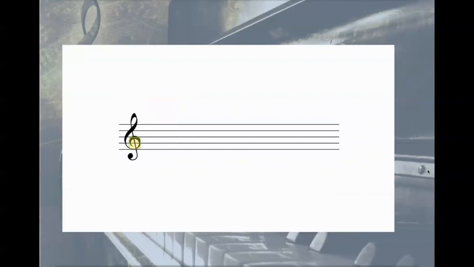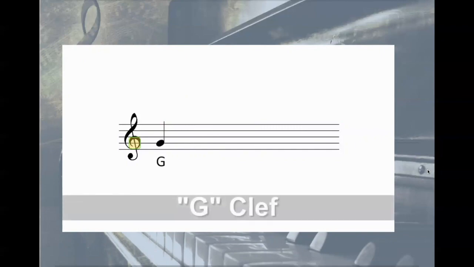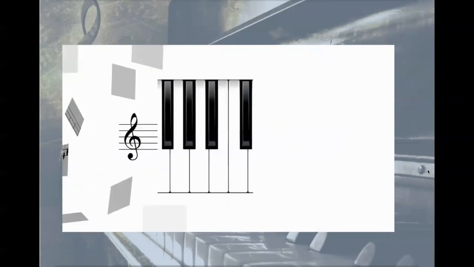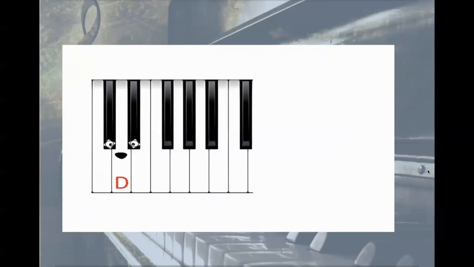The curly bit in the middle of the treble clef makes a circle around the line second from the bottom. Notes written on this line have the pitch of G. So this clef is also sometimes called the G clef. We use up all the lines and spaces. Notes rise up the stave as they rise up in pitch. The note D that you found on your keyboard is written here, under the stave. It's the lowest note that you can write on a five-line stave.